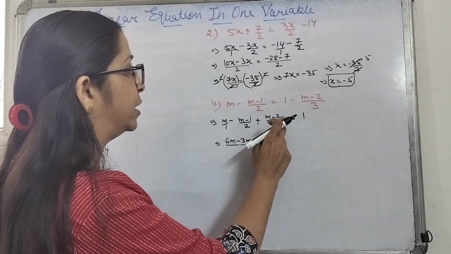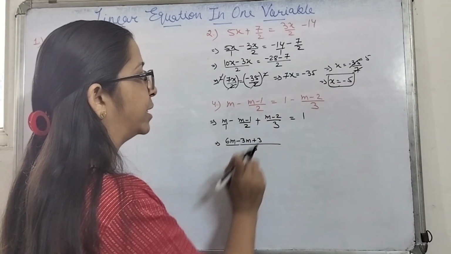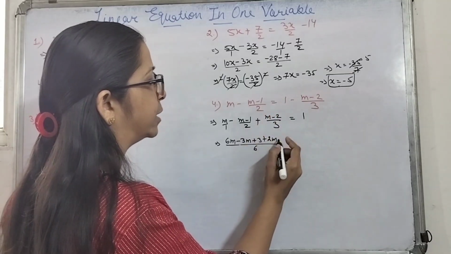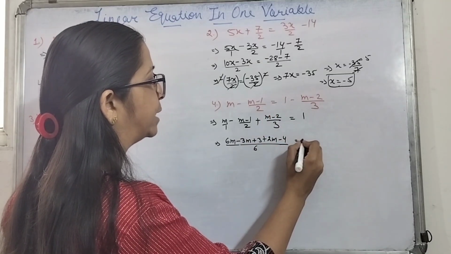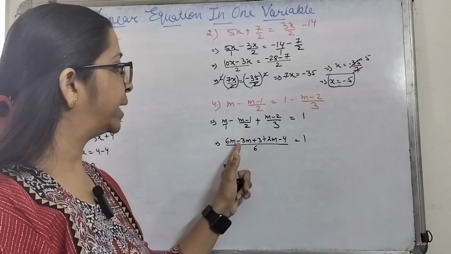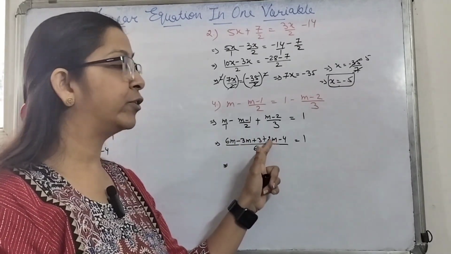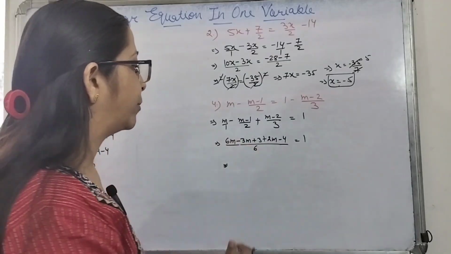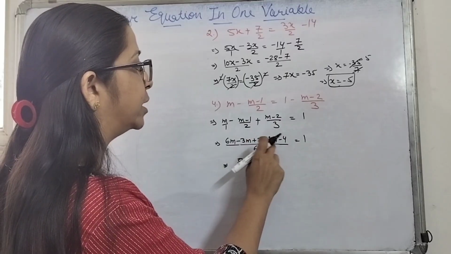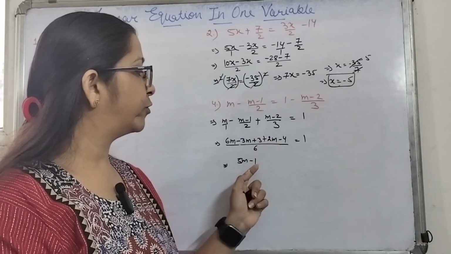Now here the denominator is 3. So to make it 6, we have to multiply this part by 2. If we multiply m minus 2 by 2, 2 multiplied by m will become 2m, and 2 multiplied by minus 2 will become minus 4. It is equivalent to 1. Now solving the numerator, 6m minus 3m will become positive 3m. 3m plus 2m will be 5m. Now this is plus 3, this is minus 4. 3 minus 4 will be minus 1.